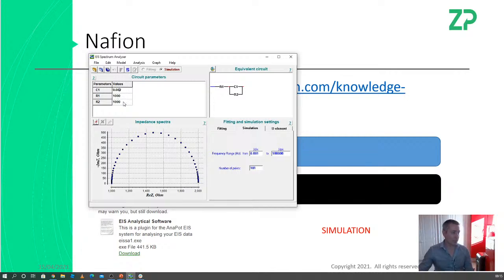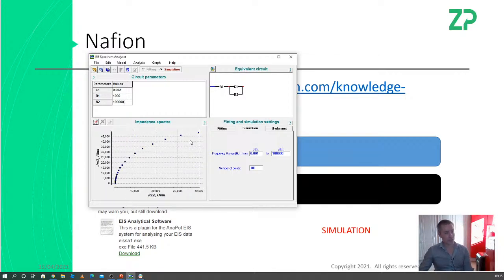But what I really expect to happen is if Phil puts Nafion over the top of his electrode, I'm really expecting it to increase the R2 here, sometimes called the RCT, the charge transfer resistance. So I've just increased that by 2 orders of magnitude. I'll simulate, and then it should distort quite considerably.